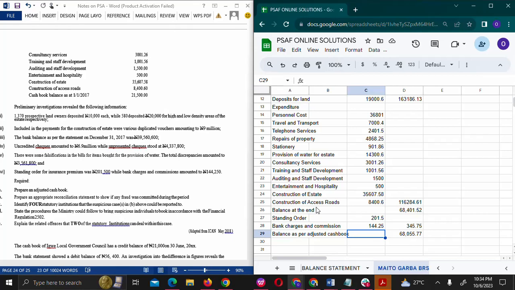You are reconciling what you have in your bank statement. What are the items like standing order? You've given an instruction, but you failed to capture that instruction in your cash book. Do you understand?